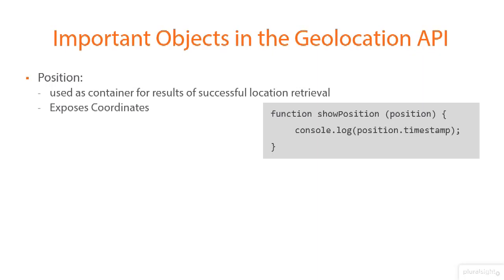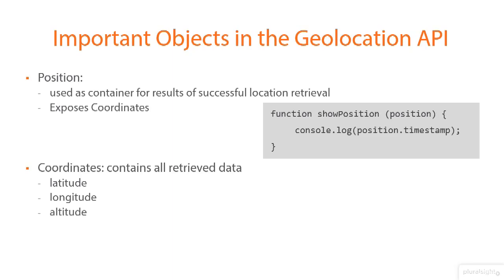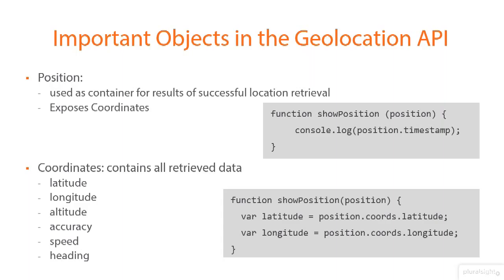This object exposes the coordinates property, which exposes a number of properties which contain all the values for the position information. Note that not all values will be filled in all the time. It depends on the device and the situation, of course. We can find this way the latitude, the longitude, the altitude, the accuracy, the speed, and the heading.